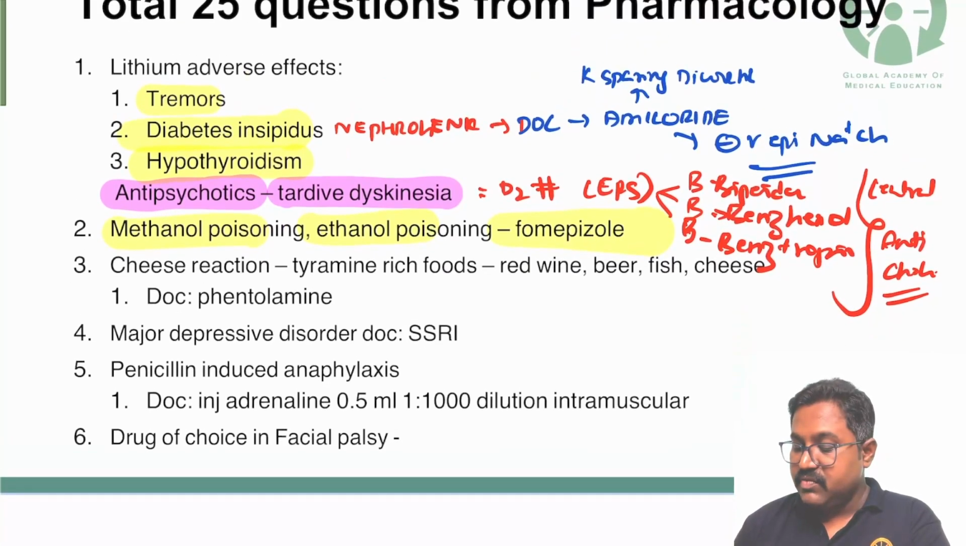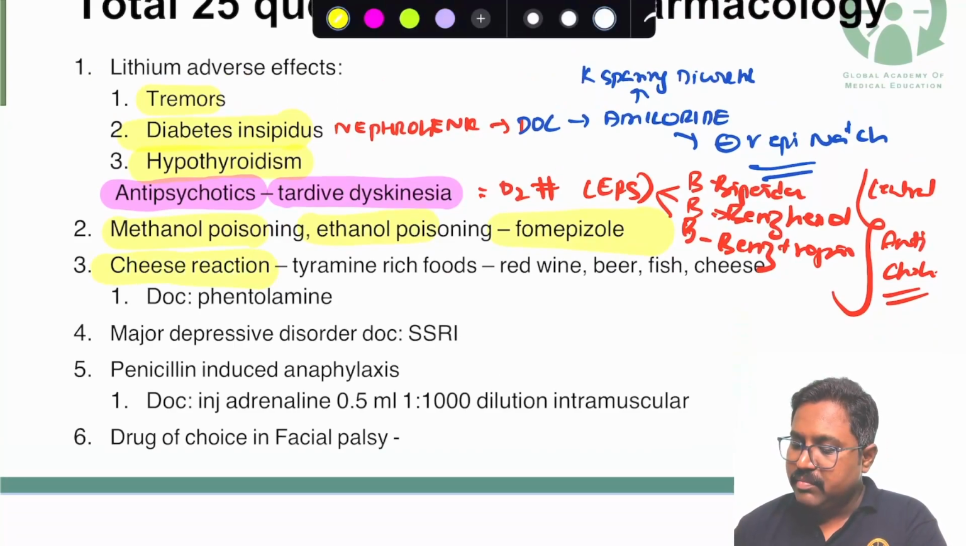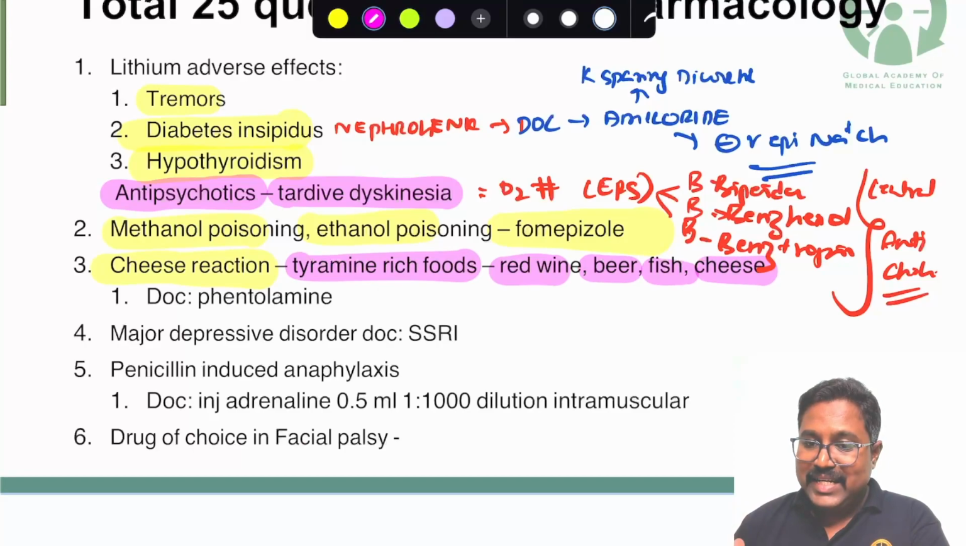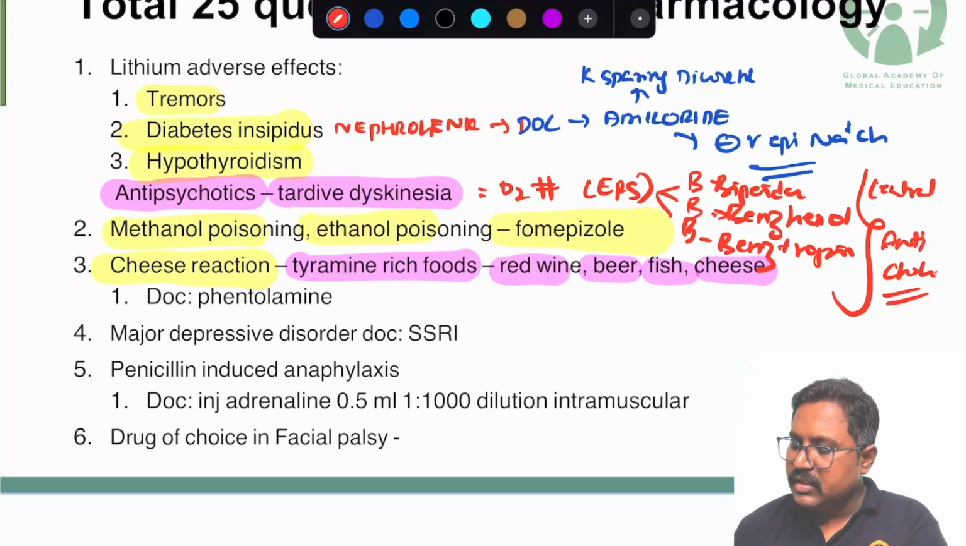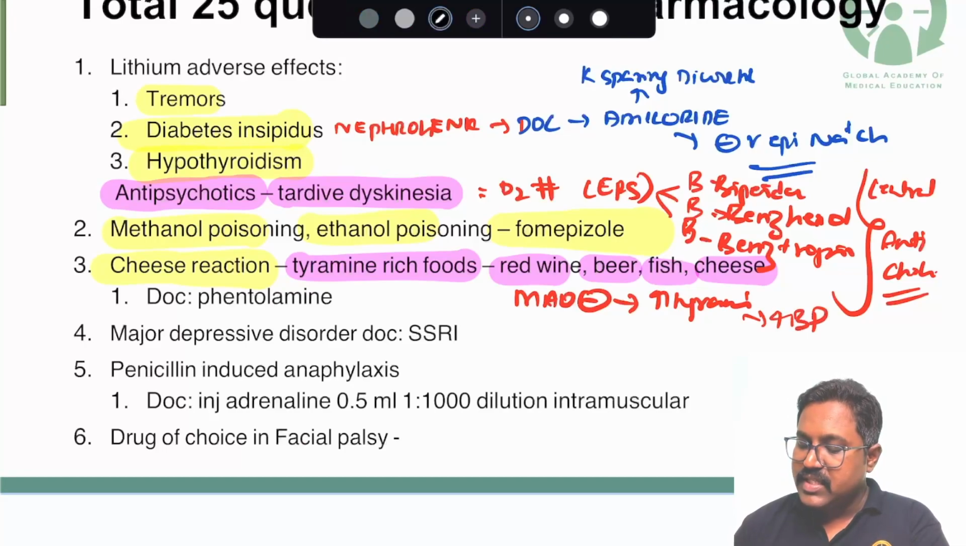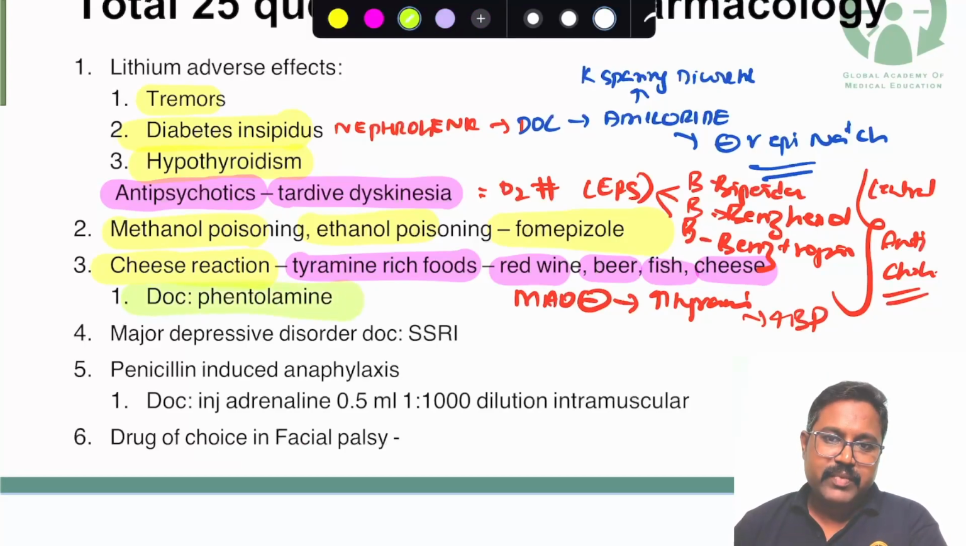So the next question they have asked was the cheese reaction, which will occur whenever you combine red wine, beer, fish or cheese, which contain tyramine. Since tyramine requires monoamine oxidase to get metabolized, when you give a monoamine oxidase inhibitor, this will increase the risk from tyramine. That will increase the blood pressure due to release of catecholamines. So this can be treated by giving drugs like phentolamine.